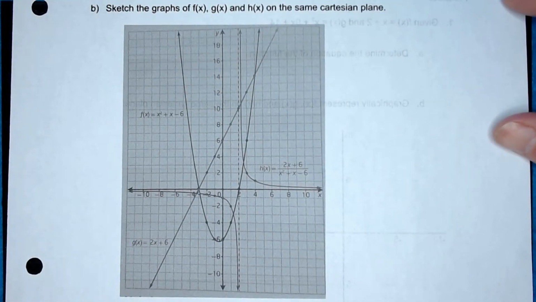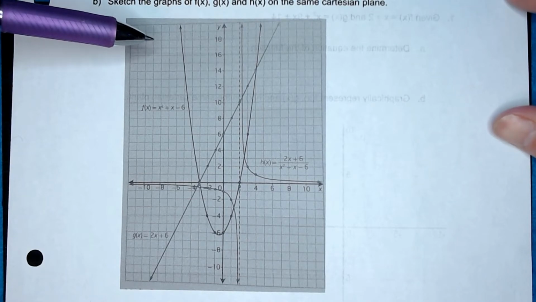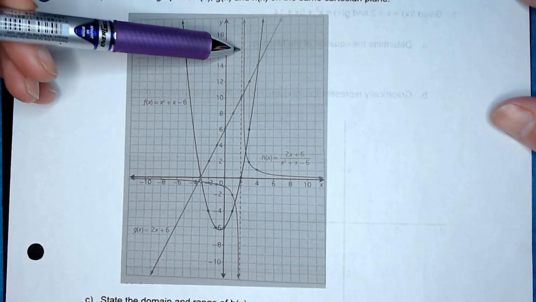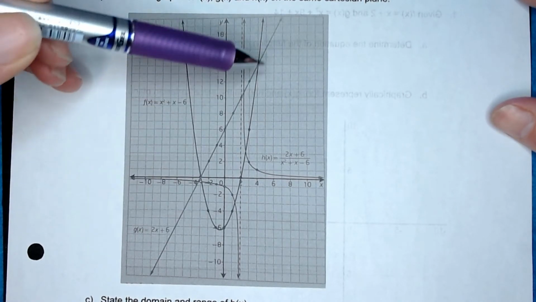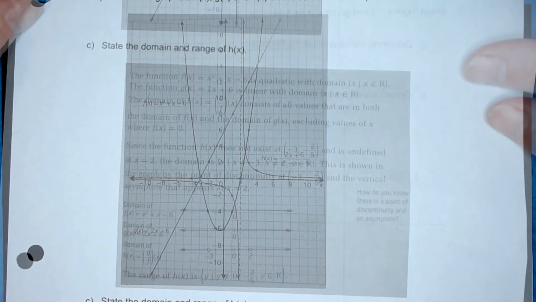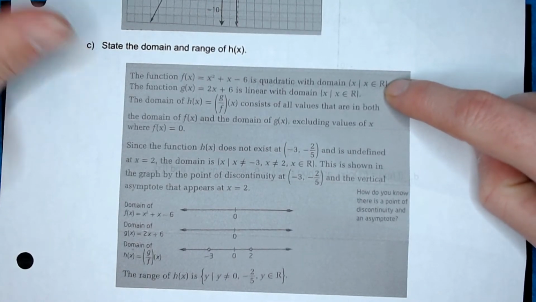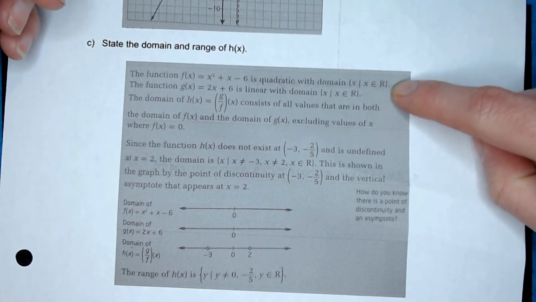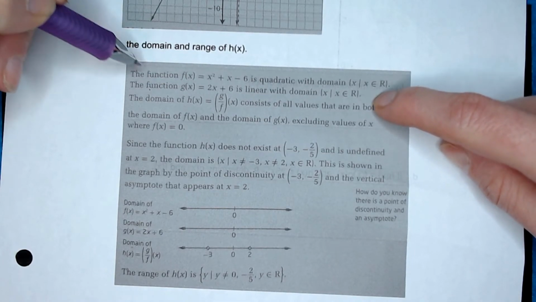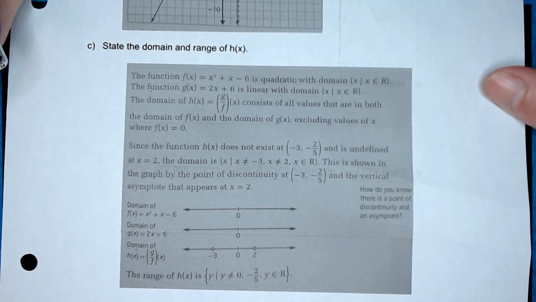Once you've done that and figured out the formula for the equations, you can sketch the graph of each of those on the same plane. So just like we talked about in the other page, we have that vertical asymptote at x equals 2, and then all three of our graphs are on here displayed for you: f of x, g of x, and h of x. The domain and range, there's a bit of an explanation here. So the quadratic function, the parabola, it has a domain of x is an element of the reals. G of x is also a straight line, so it also has a negative infinity to positive infinity domain.